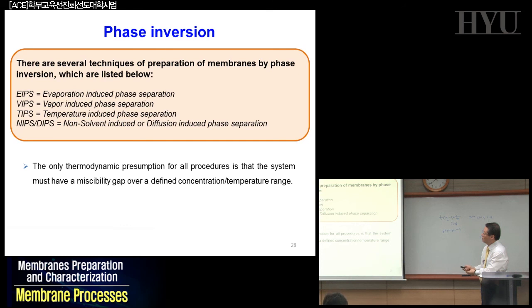Or you can induce this phase inversion by vapors of water. So water vapor will be spreading on top of the polymer solution, so that the vapor will induce the phase separation. It's called VIPS. Or evaporation-induced phase separation is just evaporation. You can just evaporate these solvents so that you can make dense films out of this. The rest of them are the ones that you can make porous membranes or asymmetric membranes.